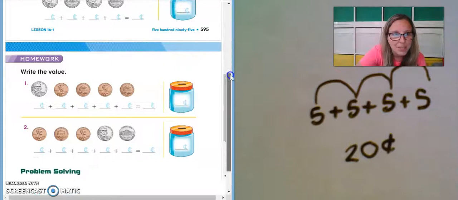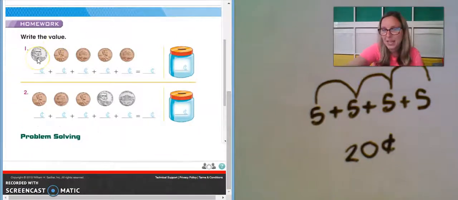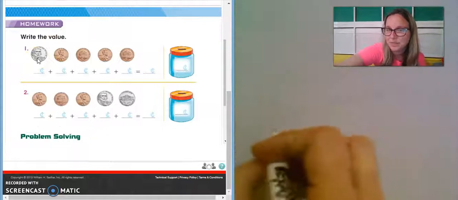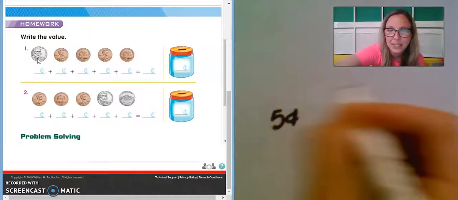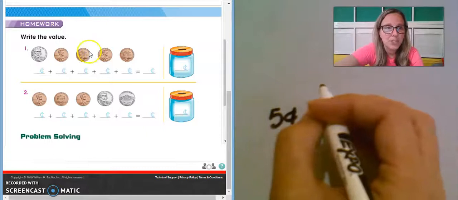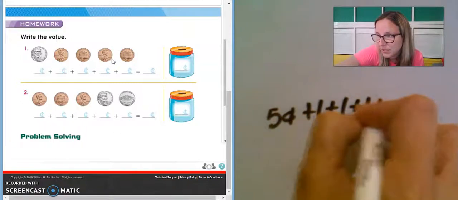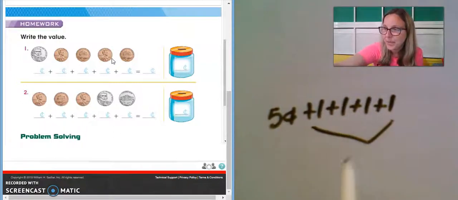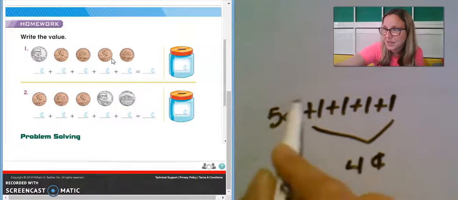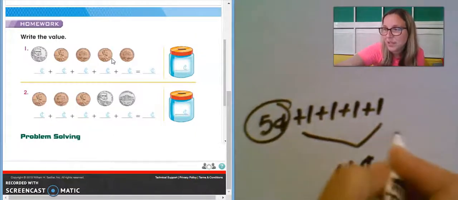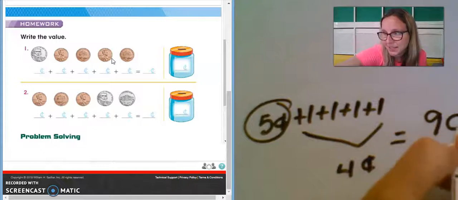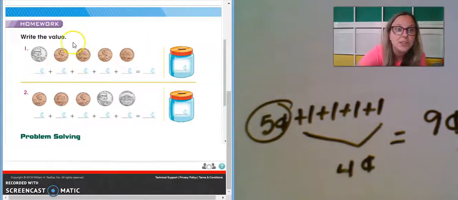On the back of that page now, we have 5 cents. Let me write this out for you. 5 cents plus 1, 2, 3, 4 pennies. So plus 1, plus 1, plus 1, plus 1. So we're looking at 4 pennies equals 4 cents. Plus that 5 cents, 5 plus 4 equals 9 cents. So we have 9 cents there. Another way you could do this is say 5, 6, 7, 8, 9. 9 cents.